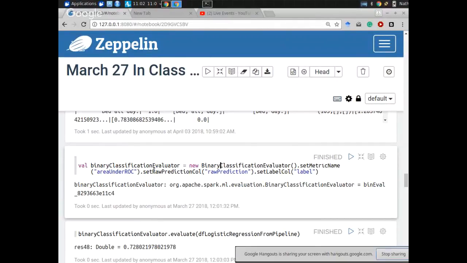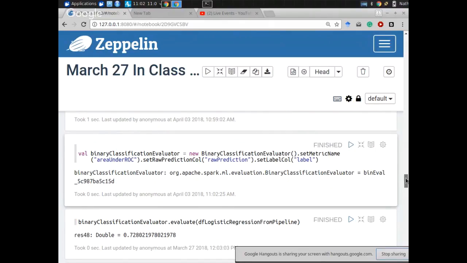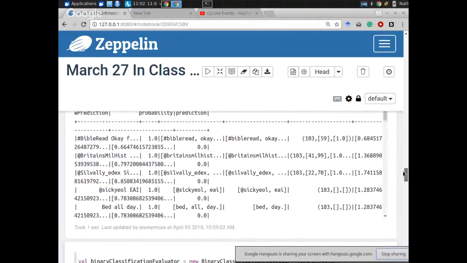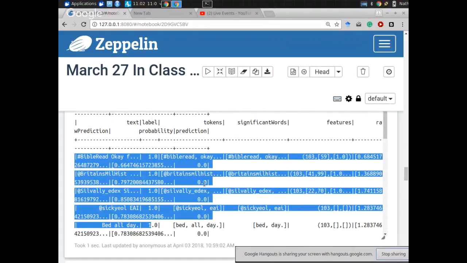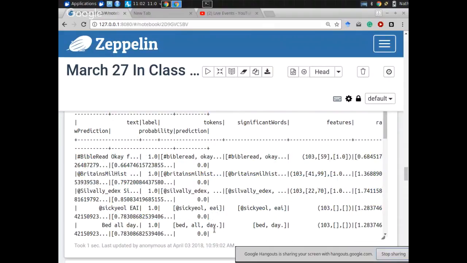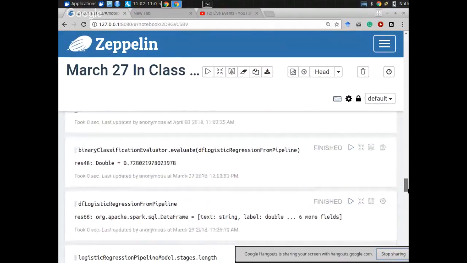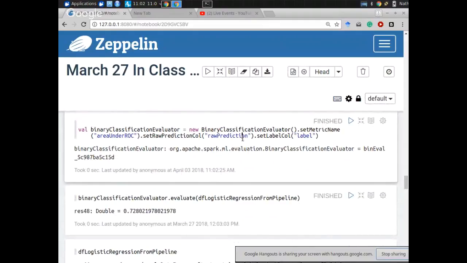So we then defined an evaluator, and this evaluator was designed to evaluate how well it performed. How well our classifier performed in light of the fact that we have a ground truth label as well as a probability prediction. And so we asked it, how well did it perform? Now, what's notable is that we asked it to perform under area under ROC curve. So this is area under the receiver operating characteristic. So we define this evaluator, and then we asked it to evaluate.